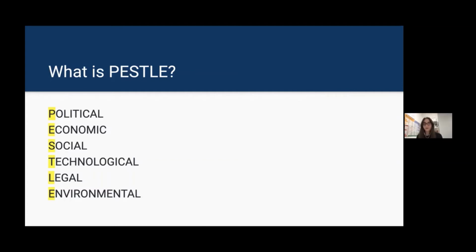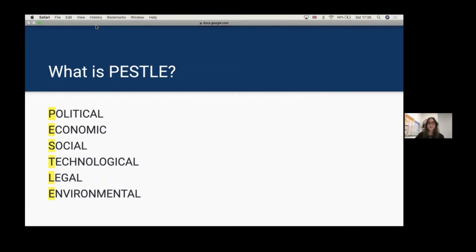And then finally, environmental. Again, this one should be pretty obvious because we're talking about environmental targets, but has anyone got anything with that?